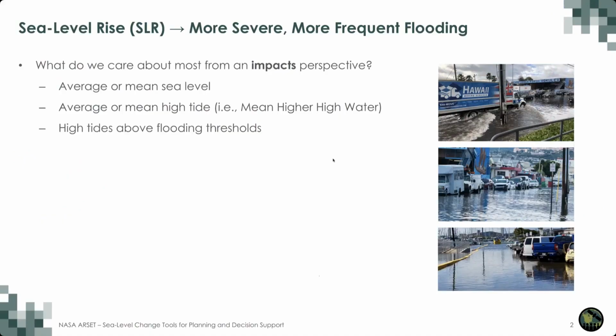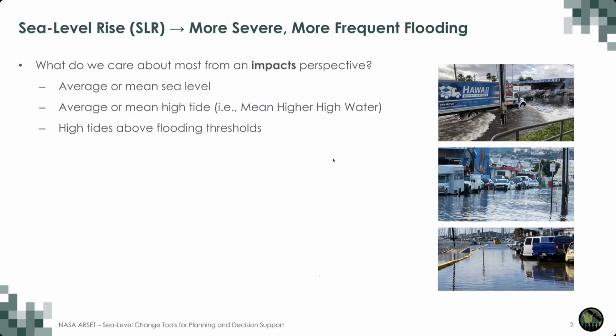Okay, so Bob already talked about sea level rise itself, and of course, what we care about the most from an impacts perspective, what do we care about? Of course, the average water level is going up. That's not great. That means that average high tide is also going up. Obviously, that's going to start to impact things. But what we really care about is the highest tides of the year, not the average high tide, but how those start to begin to creep up over flooding thresholds.